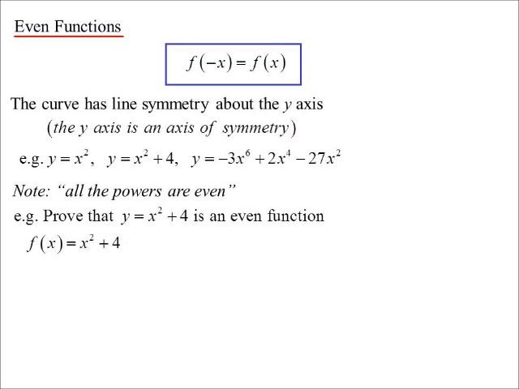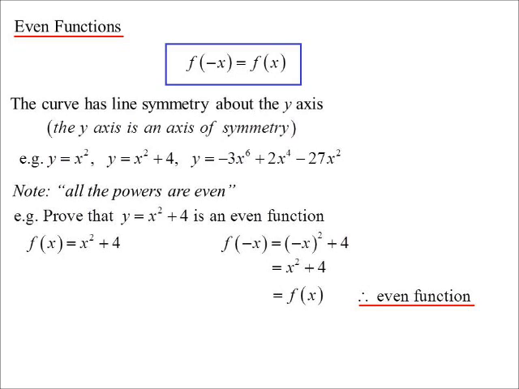So same idea, there's the original function. Sub in negative x, let's see what happens. And we get negative x all squared. If I square a negative number, you get a positive number, so we get x squared plus 4, and that was the original function. So yes, it satisfies our requirement, so it is an even function.